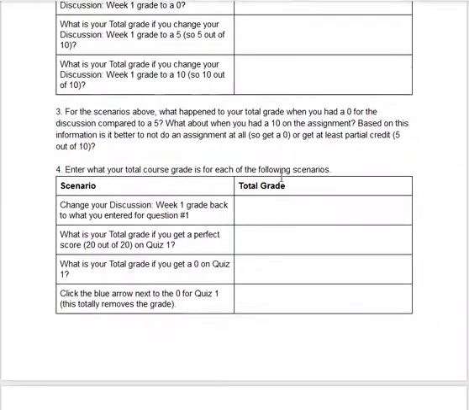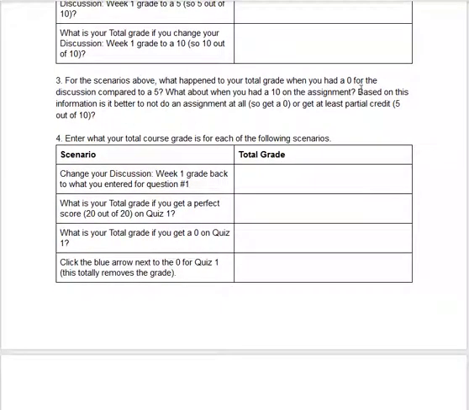So moving along, and also this is really important. Based on this information, is it better to not do an assignment, so get a 0, or at least get partial credit? The next part is enter what your total course grade is.